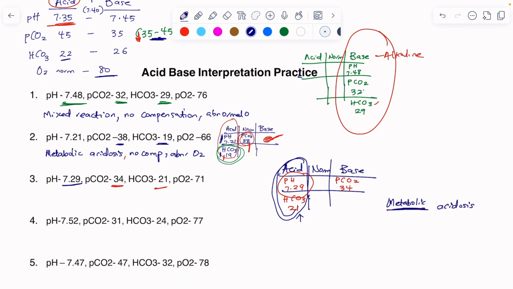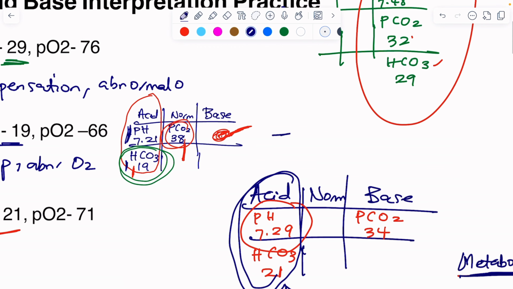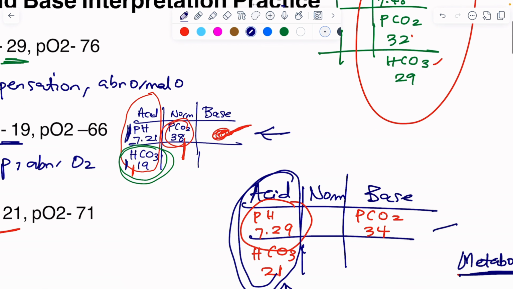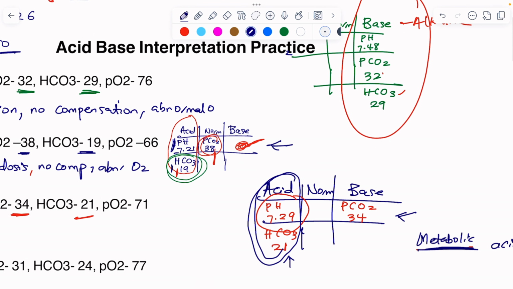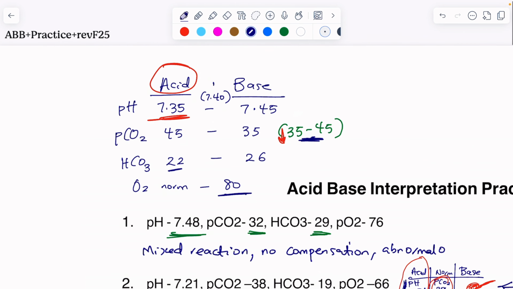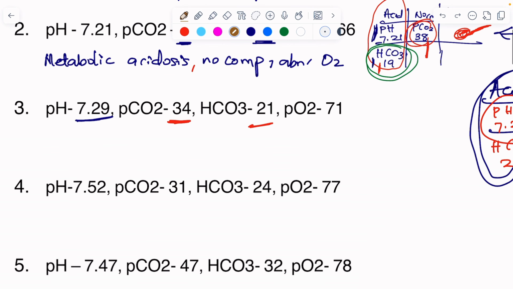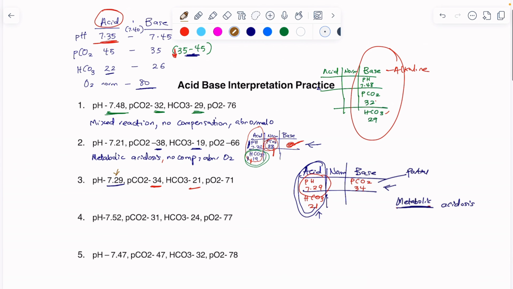Yes, that was exactly what I was telling you over here. There is compensation here because the PCO2 is on the basic side, but it is just partial compensation. And why is it partial compensation instead of full compensation? It is only full compensation if the pH is within normal range, meaning between 7.35 to 7.45. Obviously our pH is not within normal range. So what's the answer to this one?